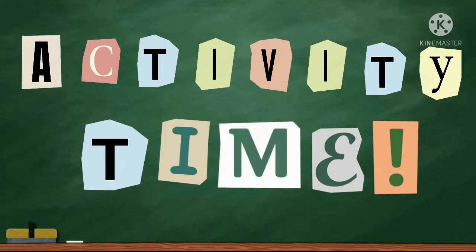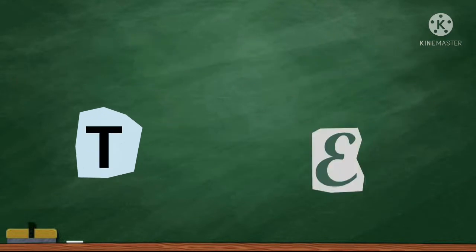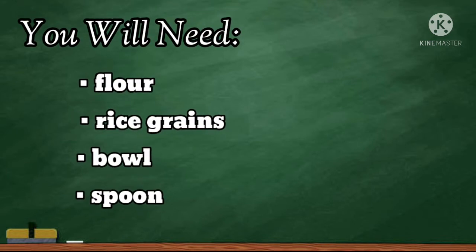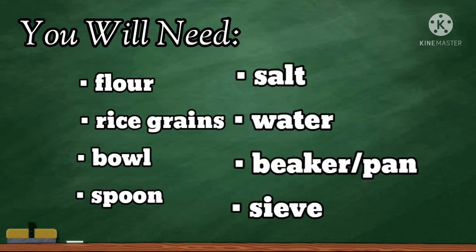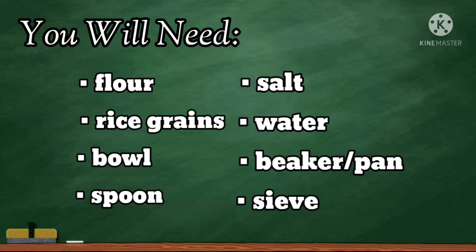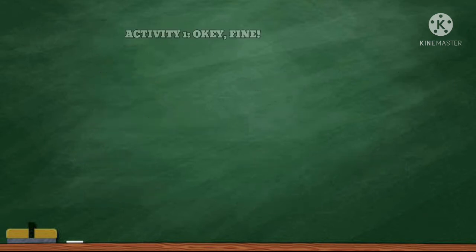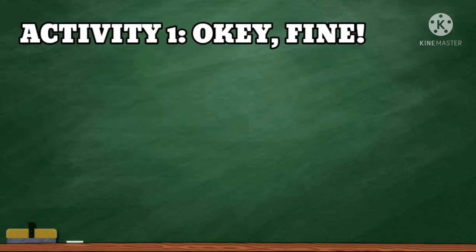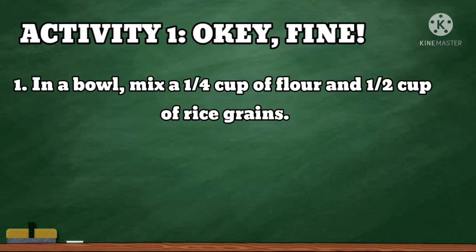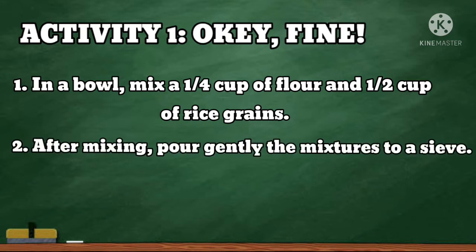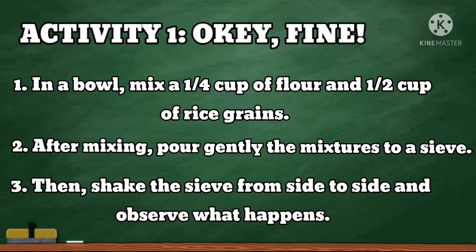And now it's time for our activity. Our activity today is all about mixing with mixtures. All we need are flour, rice grains, bowl, spoon, salt, water, beaker or pan, sieve, and the glass. For the first activity, okay fine. In a bowl, mix the flour and rice grains. After mixing, pour gently the mixture to a sieve. Then, shake the sieve from side to side and observe what happens.